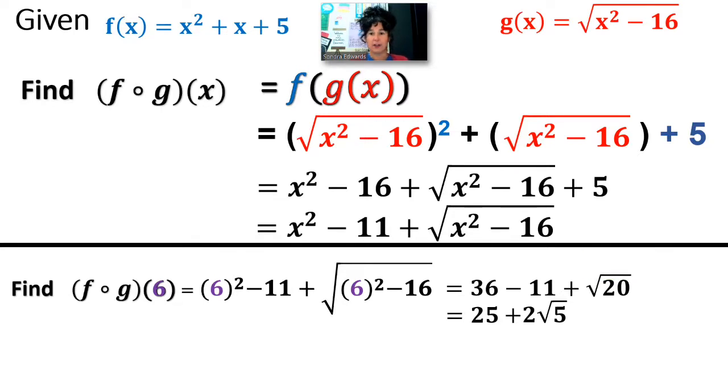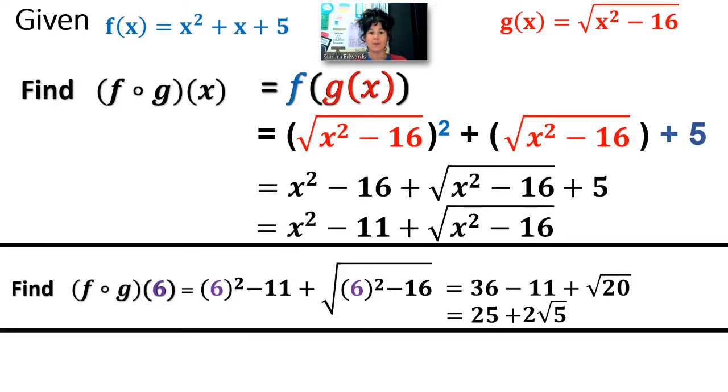we could find the answer to f comp g of 6 a different way. Here, notice we used the answer to the composition. We had the equation for f comp g, and then we substituted 6.